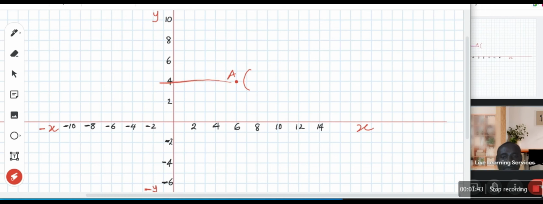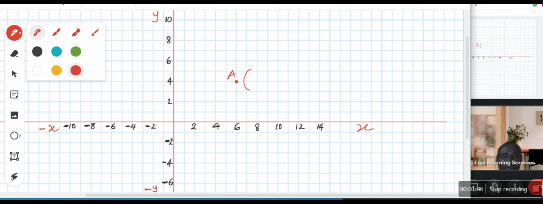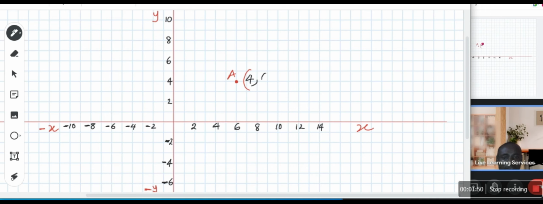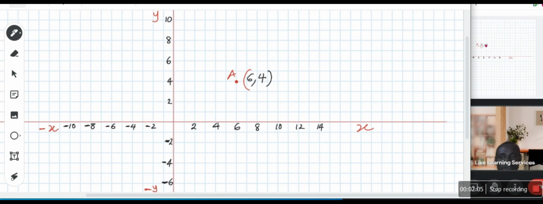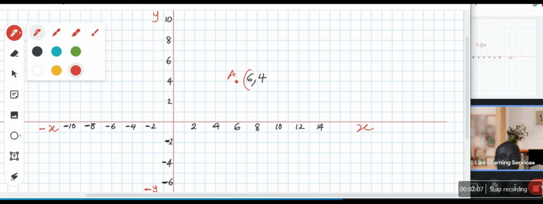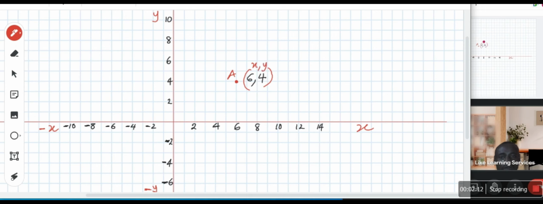Oh, on the opposite side. Oh, 4. So the coordinate is 6, comma 4. Sorry, I made a mistake. You mention the x first and then the y later. So it's x, comma y.